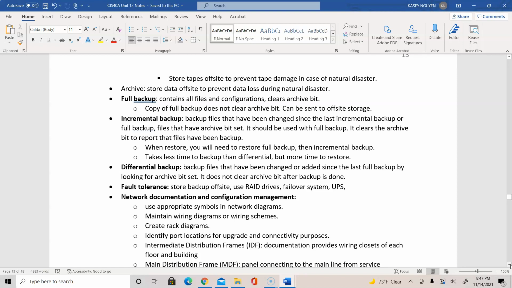So after a full backup, we can choose an incremental backup, which backs up all the changes that have been made since the last full or incremental backup. So how does it know? It looks at the archive bit that was set. When you complete a full backup, it sets the archive bit. And in addition, if you do an incremental backup, which backs up the changes since the last full, it would also set the archive bit.